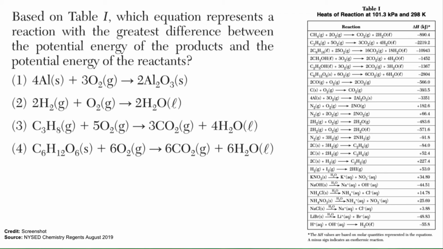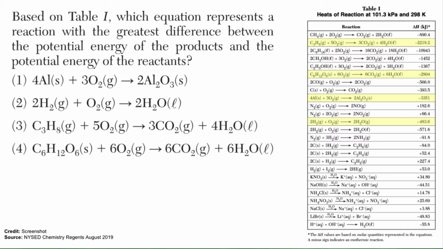We just need to locate each of these reactions on table I. So if I take a moment to find all 4 of these reactions, there they are. Let me go back and look at what the question was asking. Which equation represents a reaction with the greatest difference between the potential energy of the products and the potential energy of the reactants? So all 4 of these reactions are exothermic.